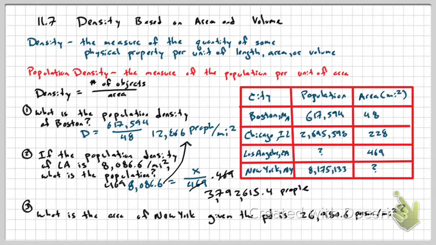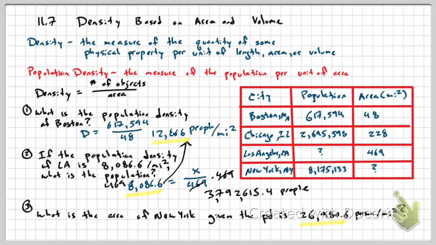Last question. What is the area of New York given that the population density is 26,980.6 persons per square mile? So holy moly, right? Comparing this density to New York City, to LA, to Boston. Now when you think of New York, you think of high-rise apartments. You think of lots of people in a very small amount of space.